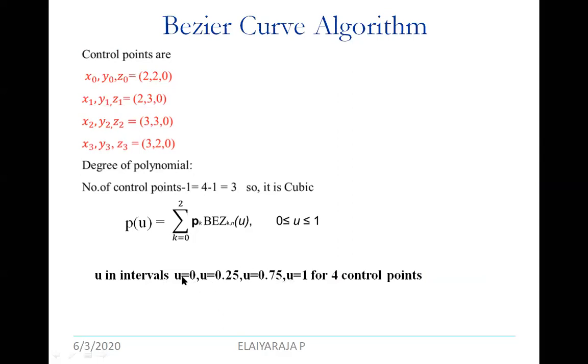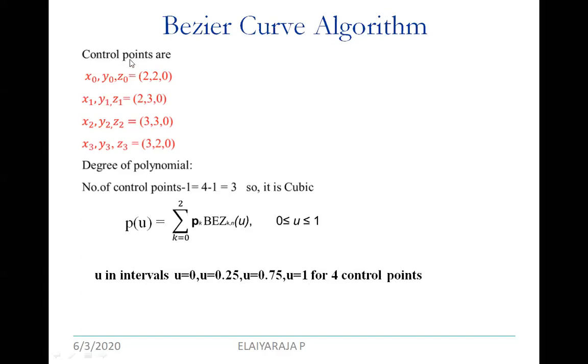The u intervals start from 0: u equal to 0, u equal to 0.25, u equal to 0.75 and u equal to 1 for 4 control points, right? And if it is 5 control points, you can take u equal to 0, u equal to 0.25, then u equal to 0.5, then u equal to 0.75, then u equal to 1. If it is 6, you can take 0.2, 0.4, 0.6, 0.8 and end with 1.